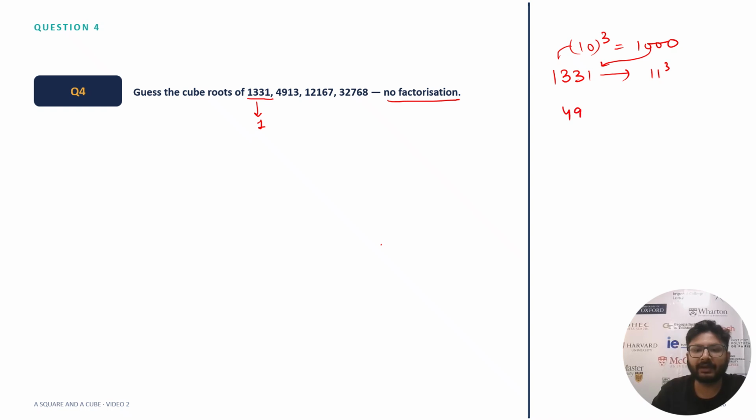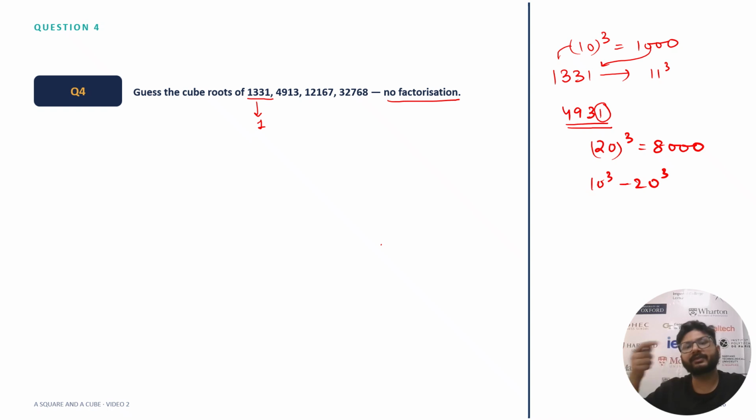Similarly, 4931. If I talk about 20 cube, this is equal to 8000. 10 cube is 1000. So this number should be in between 10 cube to 20 cube. Now look at the unit digit. So just think about the unit digits of the original number which, when cubed, will give a unit digit of 1. So 0 will give 0, 1 will give 1. So 1 is possible. 2 will give 8, 3 will give 7, 4 will give 4.